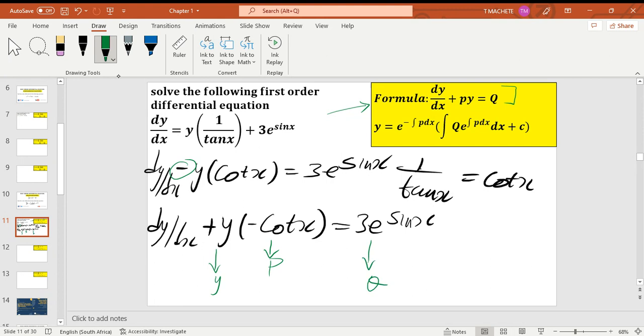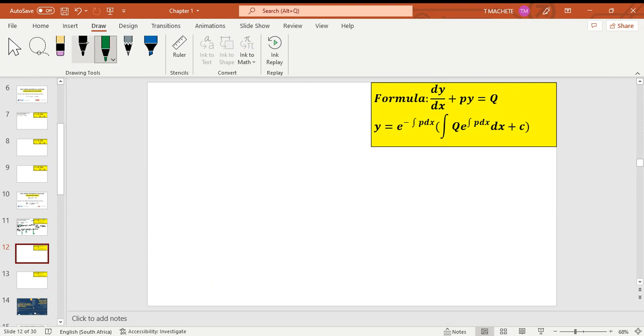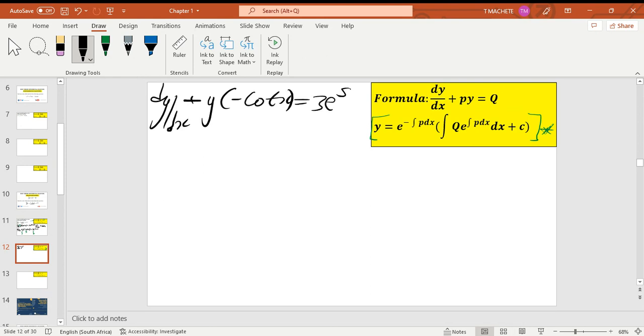Now, as you can see, this equation looks similar to the formula. So once you get to that point, that's when you can substitute those values here. You can now proceed to the formula. So after writing dy over dx plus y into minus cot x equals 3e sine x, then you can proceed to that equation.